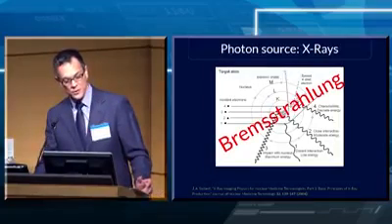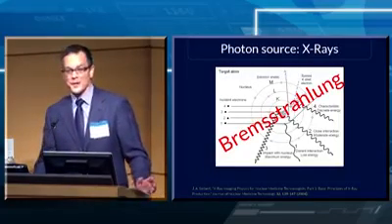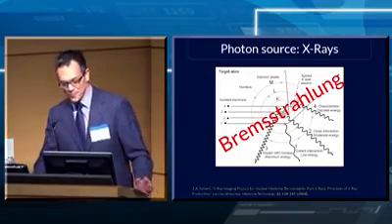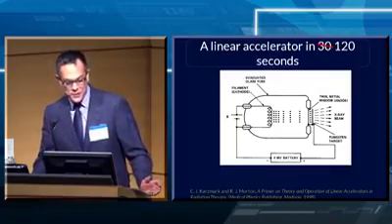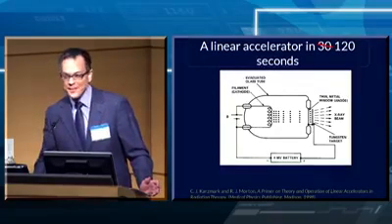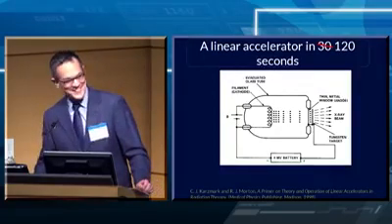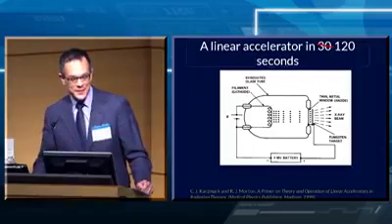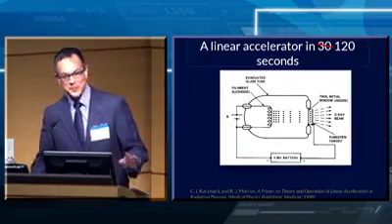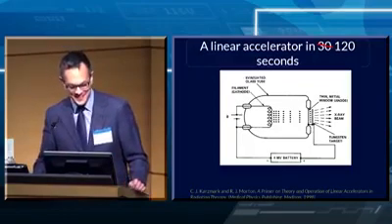That's called Bremsstrahlung. Physicists love using that word, I think, just because it's a big German word. So the classic way you use this is with a linear accelerator. So here's a linear accelerator in probably 120 seconds, because it's a little more complicated than a Gamma knife.